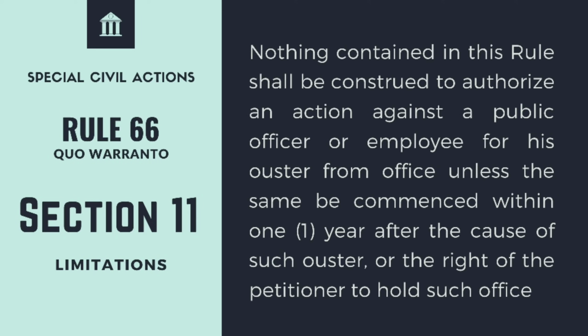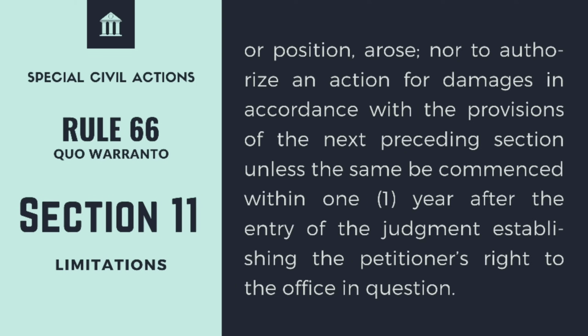Section 11. Limitations. Nothing contained in this rule shall be construed to authorize an action against a public officer or employee for his ouster from office, unless the same be commenced within 1 year after the cause of such ouster, or the right of the petitioner to hold such office or position, arose, nor to authorize an action for damages in accordance with the provisions of the next preceding section, unless the same be commenced within 1 year after the entry of the judgment establishing the petitioner's right to the office in question.